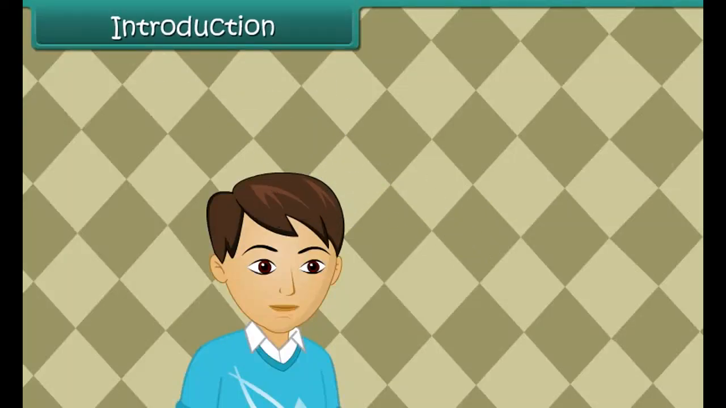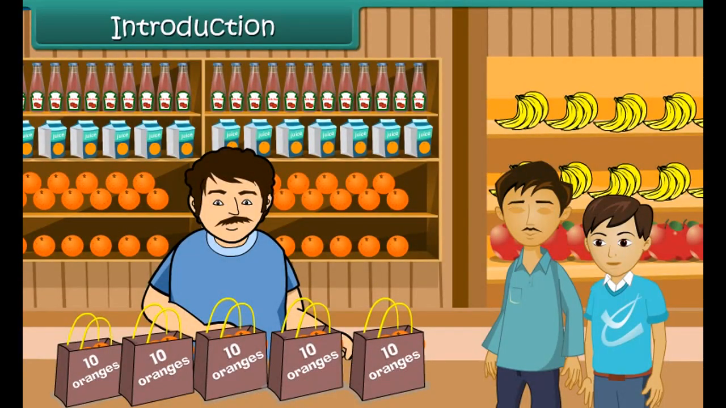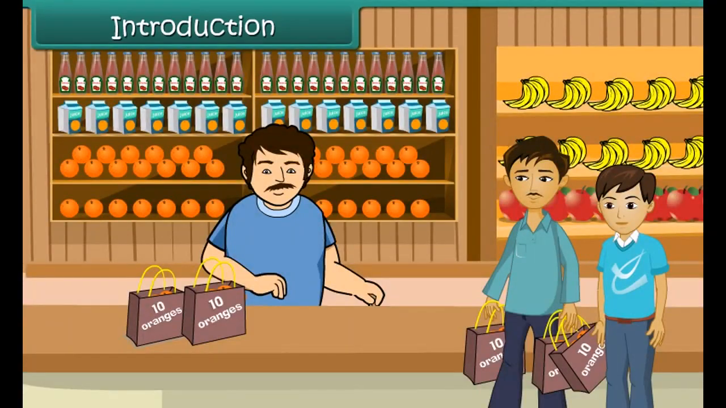Introduction. Vivek loves oranges. He's come to the fruit market with his father to buy oranges. He finds one shopkeeper selling oranges in bags of 10 each. His father buys 3 bags for Vivek.